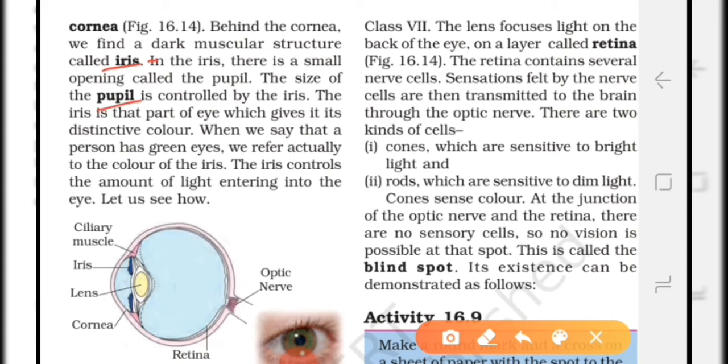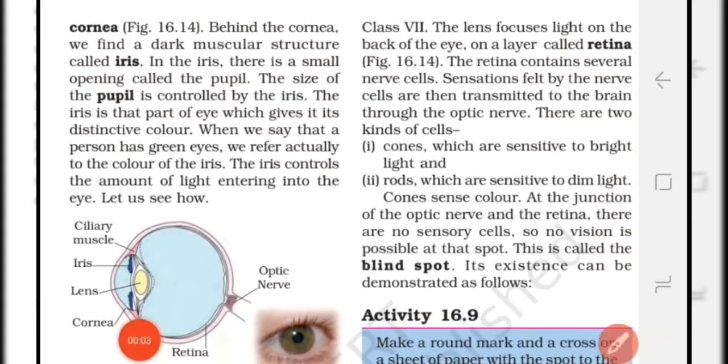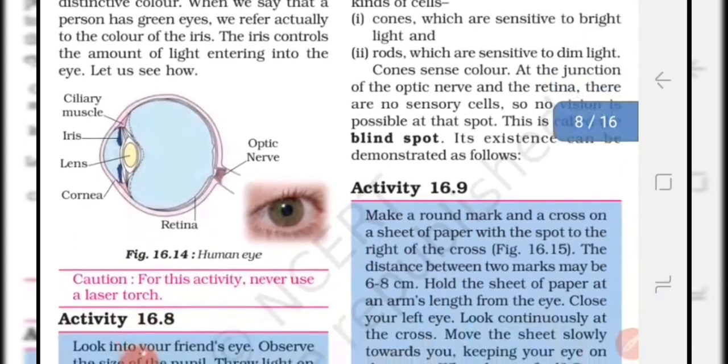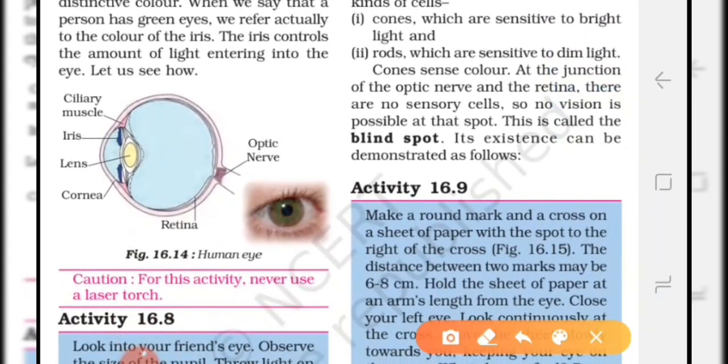The size of the pupil is controlled by the iris. And the iris is the colored part of the eye. Some people have green eyes, some people have brown eyes, due to iris color. Now let us understand the structure of the human eye with the help of figure 16.14.